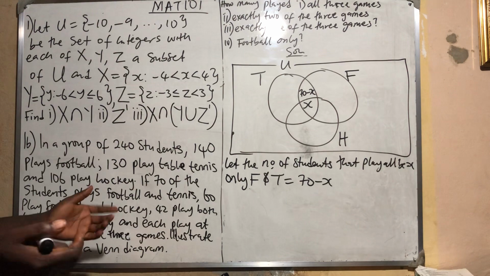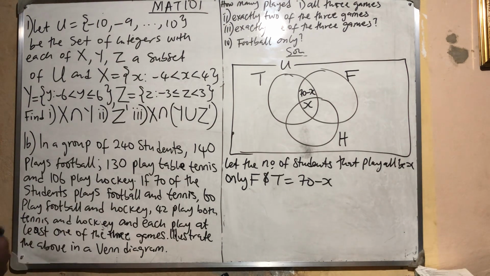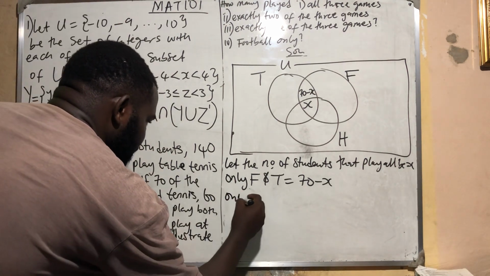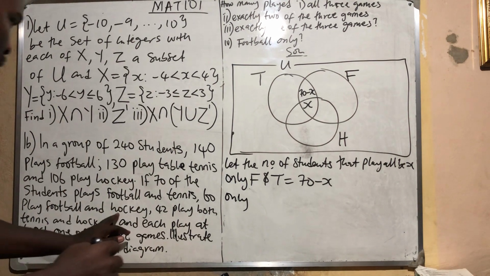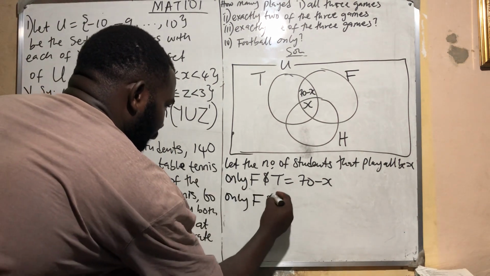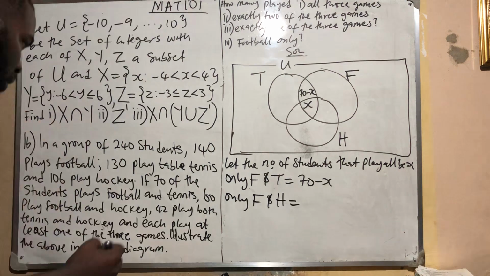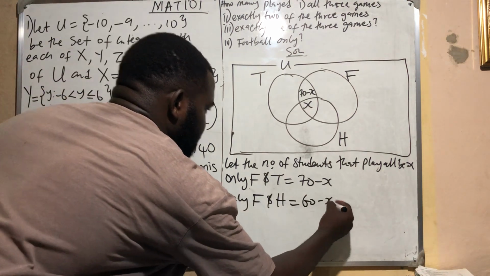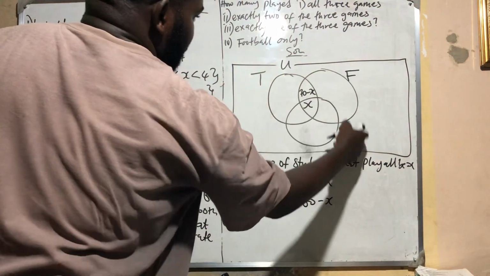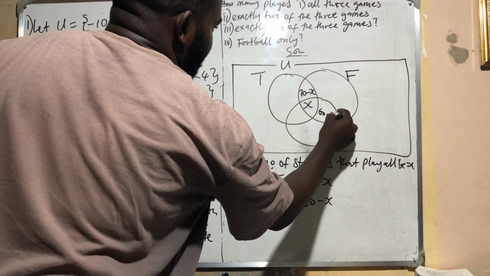But since they did not say any of these things, I must subtract. So I will tell them only, which one am I talking about now? Football and hockey. So only football and hockey will now be what? 60 minus x. So you now put it, football and hockey, 60 minus x.